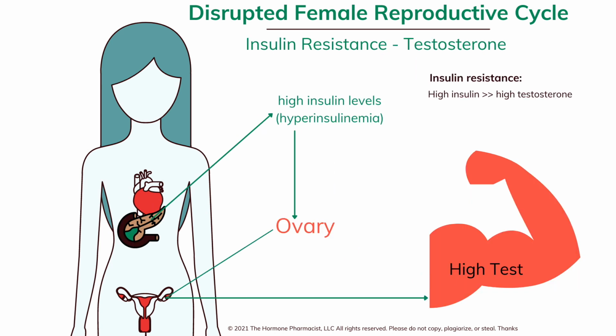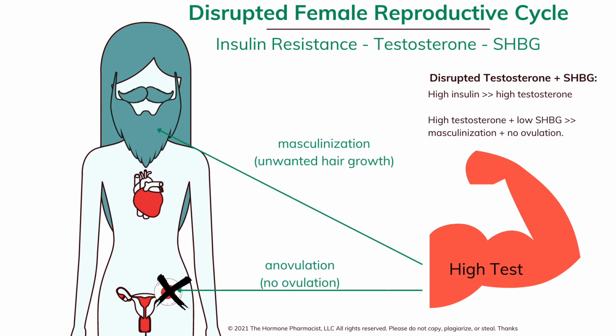So high insulin levels, or hyperinsulinemia, affect the ovary by making high testosterone. That high testosterone is not kept in check by SHBG very well, and so we get a lot of masculinization, unwanted hair growth, and we get anovulation or no ovulation, which is the same as infertility.